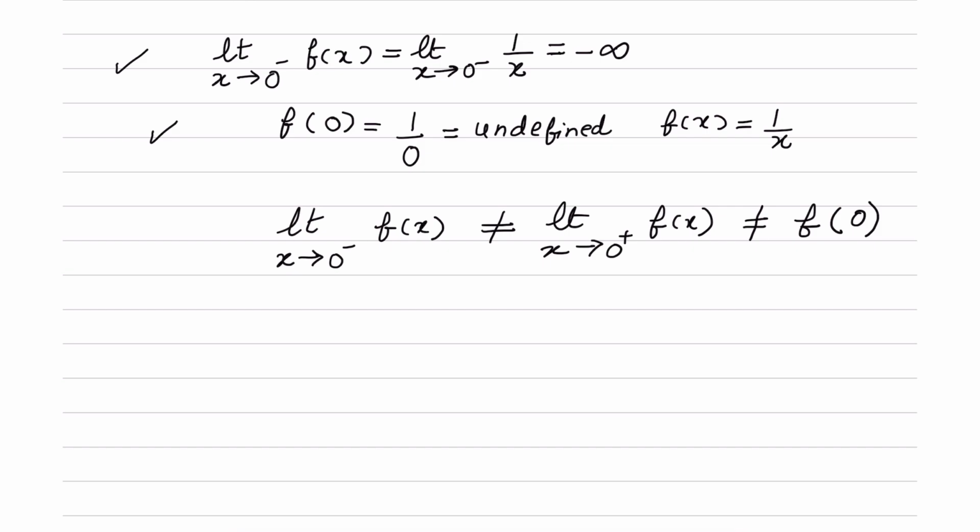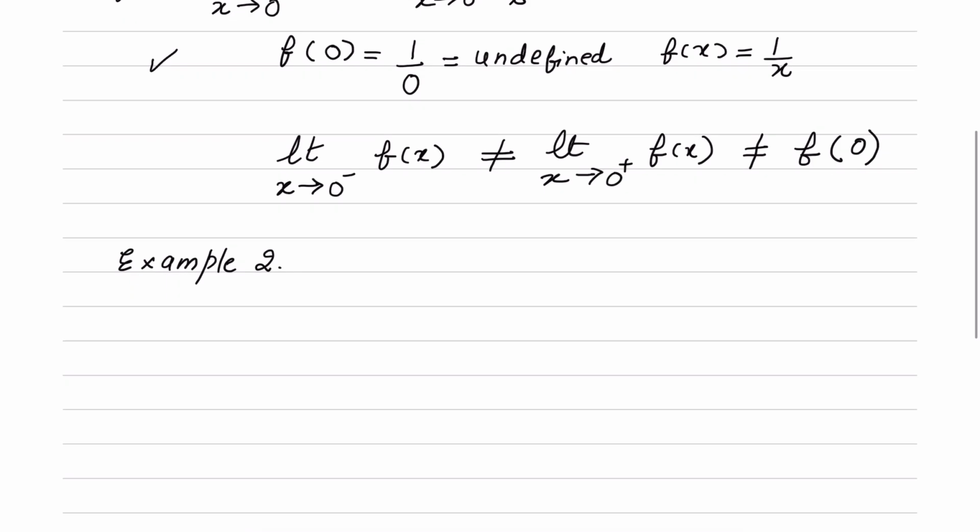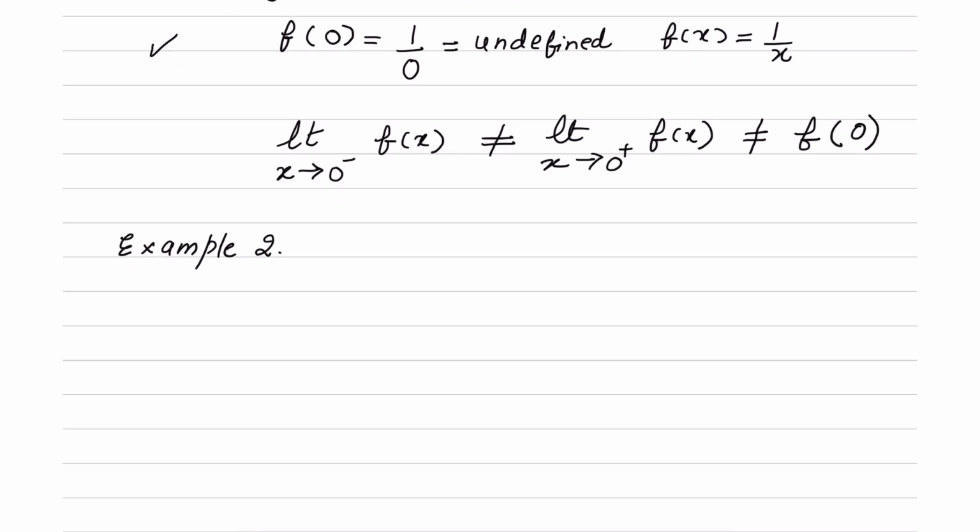Let's look at another example. In this example, we have a function f of x equals minus 1 over square root x minus 1. We have to find the limit of this function at 1.